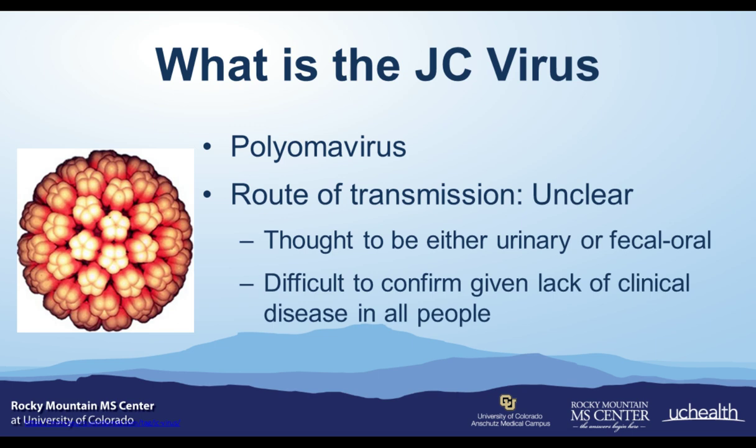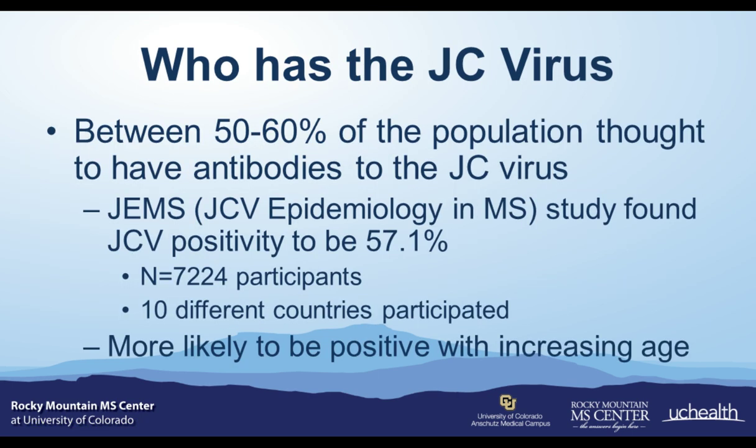Now, we have significant difficulties in confirming how one gets this virus because usually when people originally get this virus, it's during childhood and tends not to cause clinical symptoms. So it's hard to identify exactly when and how someone got the virus if they're not demonstrating symptoms. About 50 to 60% of the population is thought to have antibodies to the JC virus, meaning that they have been exposed to the JC virus at some point in time.